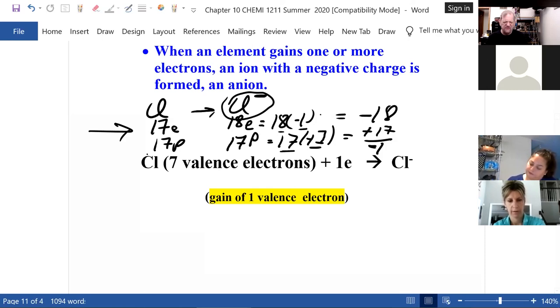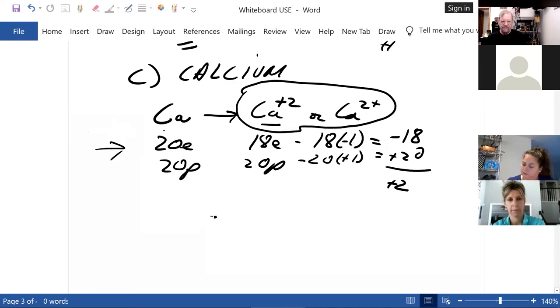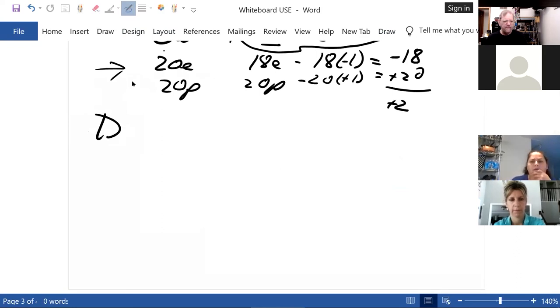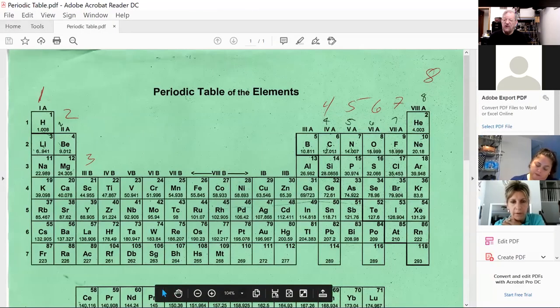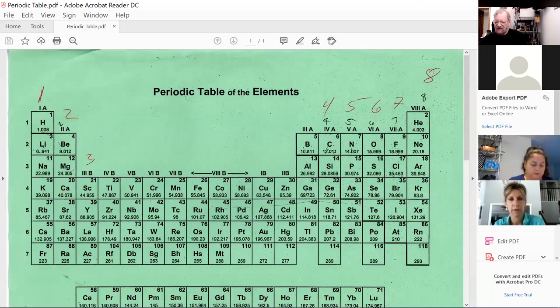Oh, let's do some of these. The question would be, what ion does oxygen form? Well, hopefully you know the chemical symbol for oxygen is O. Hopefully for Thursday you do. And let's go back to our periodic table. I'm going to let you figure out first, what's the nearest noble gas to oxygen numerically? Remember, oxygen's right here in case you don't know.